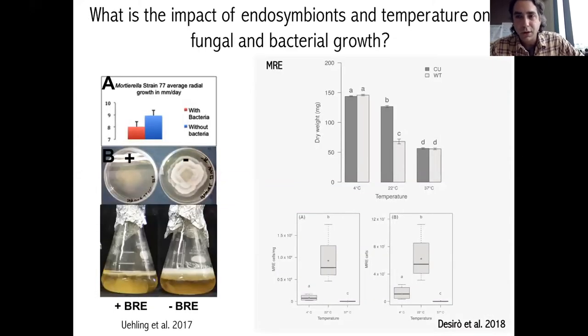So the question, of course, arises, what is their impact on the host? And so we've looked at this in a number of different ways. Jesse Uehling published a few years back, showing that when you remove these bacteria, the fungus is a little bit relieved and it grows more fluffy, you get more biomass.